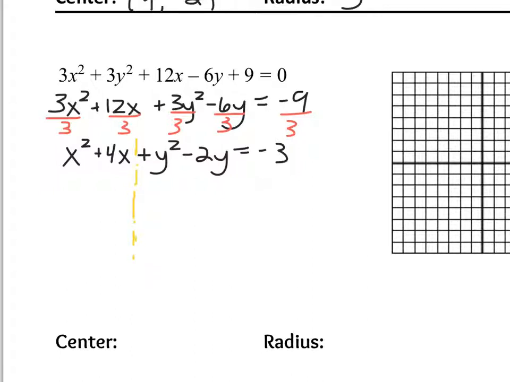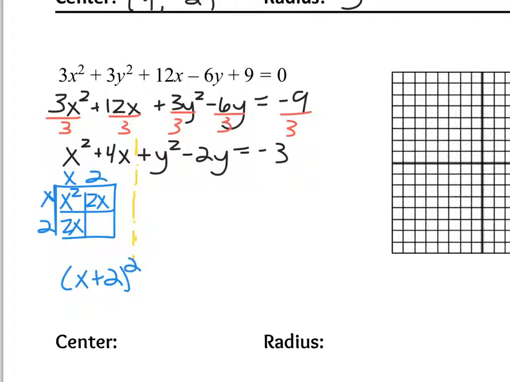So on the left side, I'm going to do x squared, split 4x in half, I get 2x. Factor it out: x, 2, 2. So I get (x + 2) squared, but the gaping hole has a 4. So I'm going to add 4 to both sides.